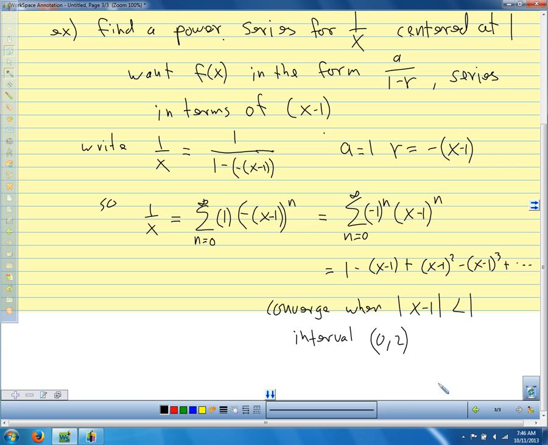So when the question is asking you to write a function as a geometric power series, that's what they're asking you to do. Manipulate your function into the form of the sum of a geometric series. That lets you pick out the a, and that lets you pick out your r. It tells you the interval of convergence, and then you can write out your power series. So now we have 1 over x equals this power series on the interval 0 to 2.